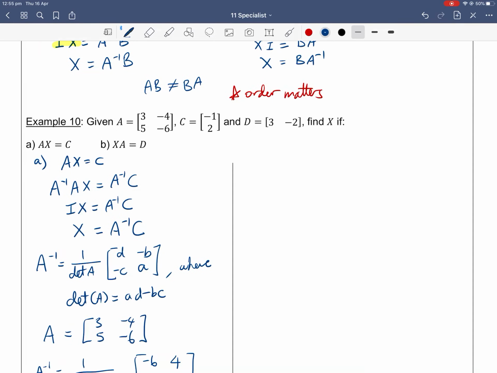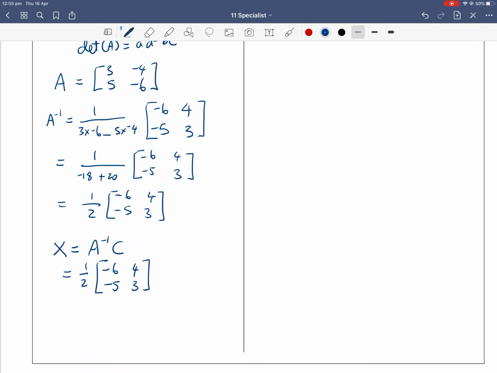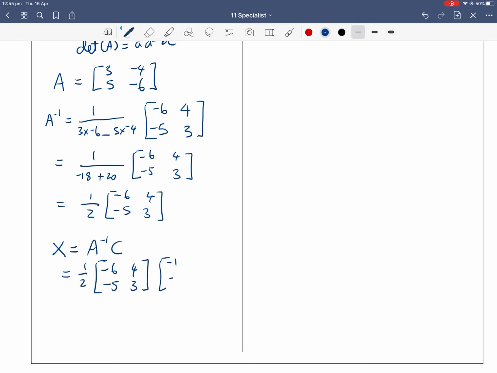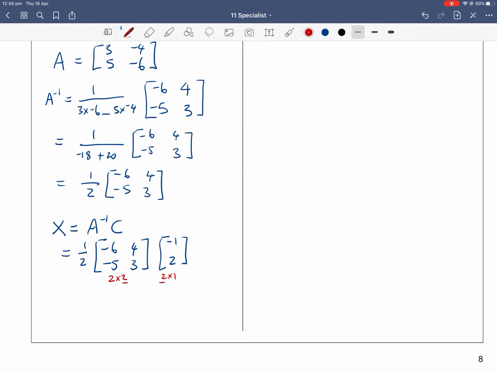Scroll back up. C is a column vector, column matrix, same thing. Negative 1 and 2. A quick mental check, the dimensions agree, so that's a 2 by 2 and that's a 2 by 1. The insides match up, so that all works out when we're expecting a 2 by 1 answer. So I'm going to leave the coefficient out first. Let's do row by column.